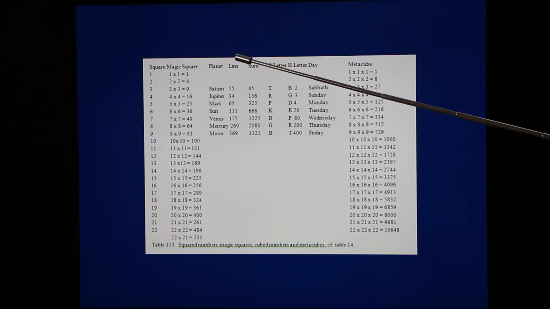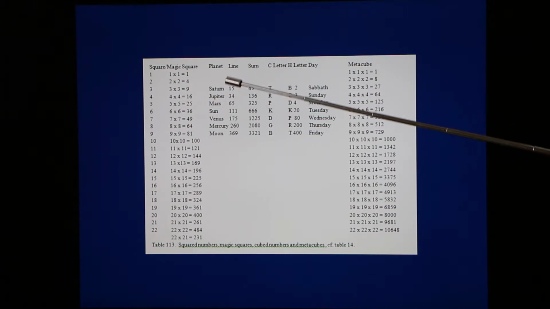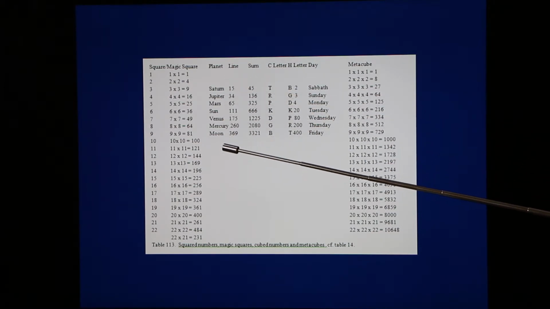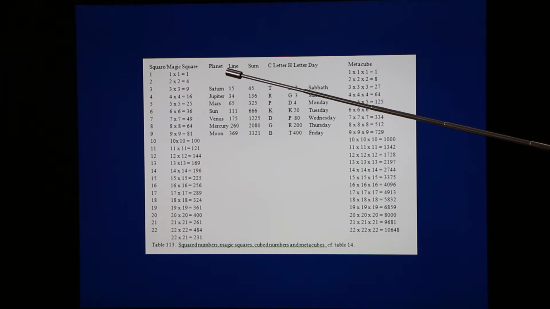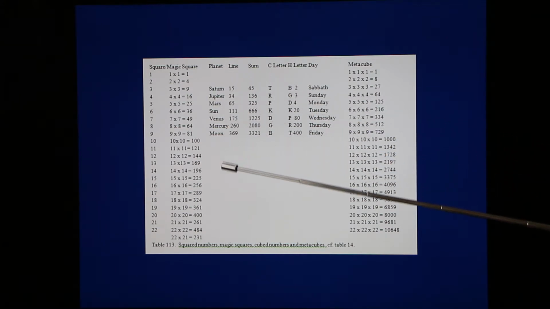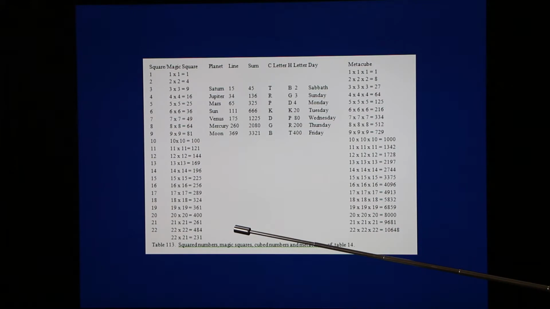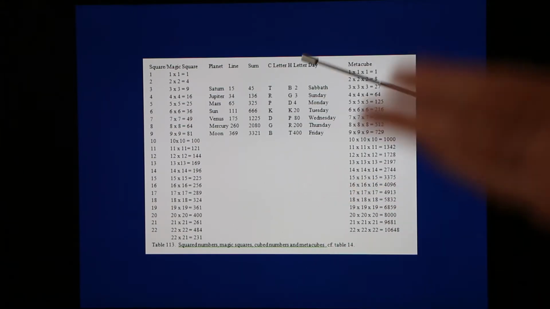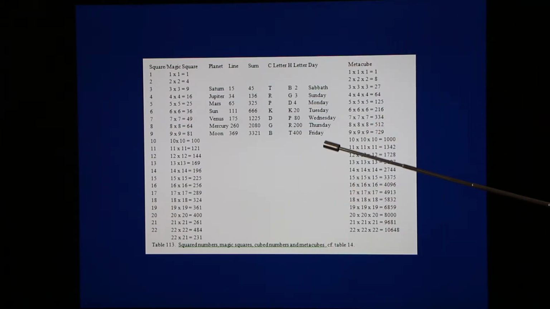I can align the planets from the furthest to the nearest this way, and that gives me Saturn, Jupiter, Mars, Sun, Venus, Mercury, Moon. Or I can do it the other way and do it backwards. And remember, that was the inhale and the exhale. And so the BGD series of letters can either go from the bottom up or the top down.